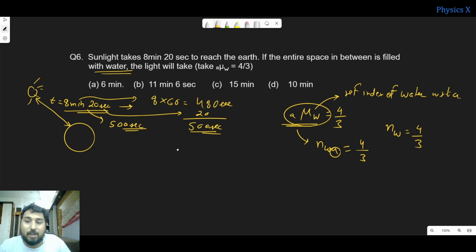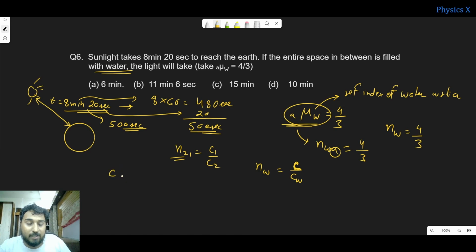Now I also know that N2 by N1 is C1 by C2. Now suppose C2 is what? Here it is water, and 1 is air, so this is C upon CW. What we need to find is time. We know the speed of light in air.